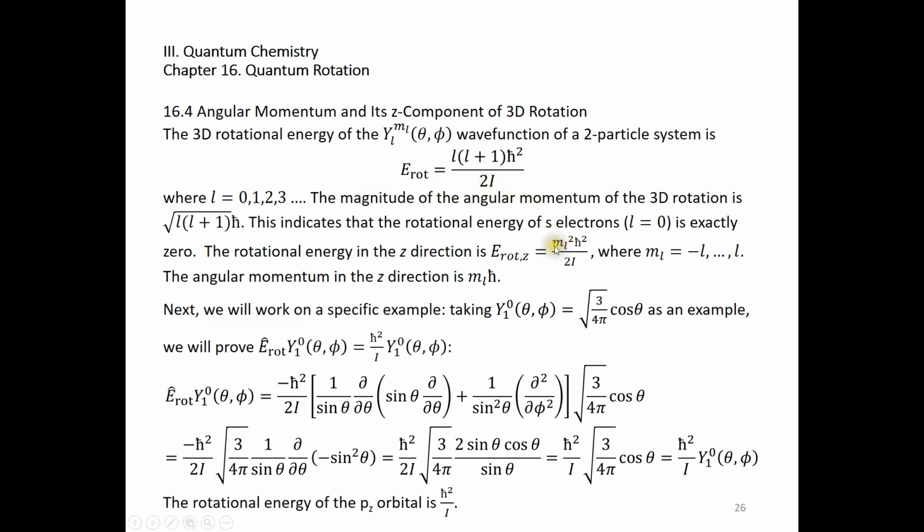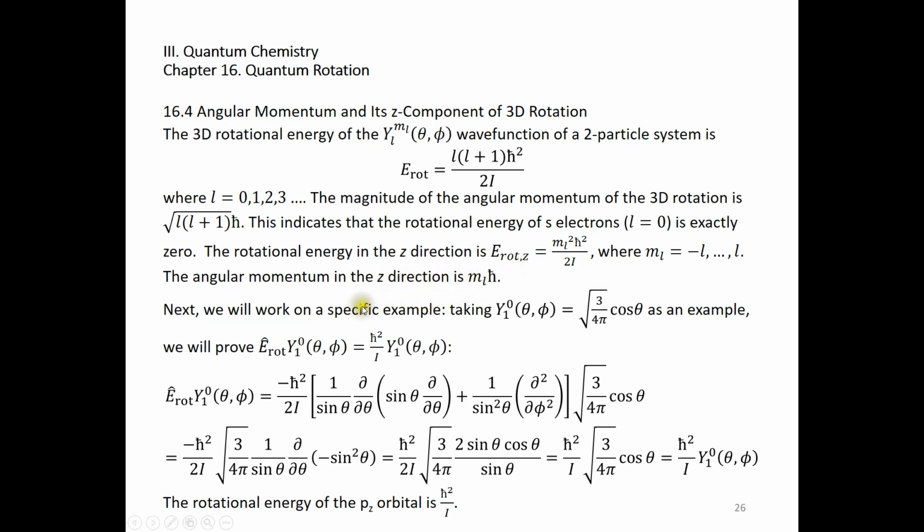The maximum value for m sub L is just L. You plug it in, you get L squared h bar squared over 2I, and over here you have L times L plus 1 h bar squared over 2I. The angular momentum in the z direction is simply m sub L h bar.